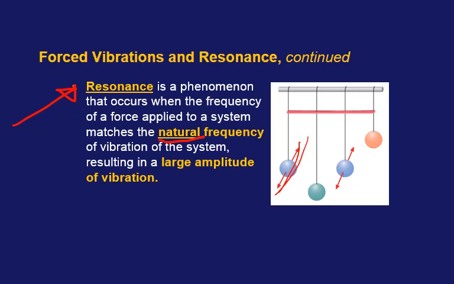So let's say the natural frequency of this pendulum was 2 hertz. It went back and forth 2 times a second. If we pushed 2 times a second, the amplitude would get huge. It's like pushing someone on a swing. If you push someone on a swing at its natural frequency, they're going to go higher.